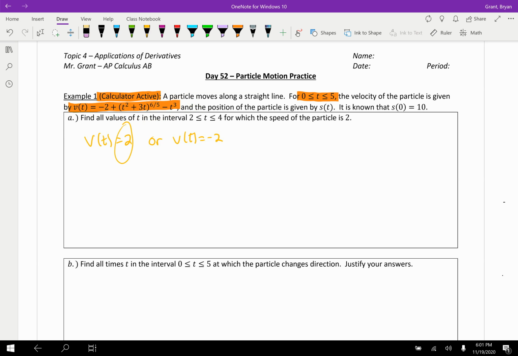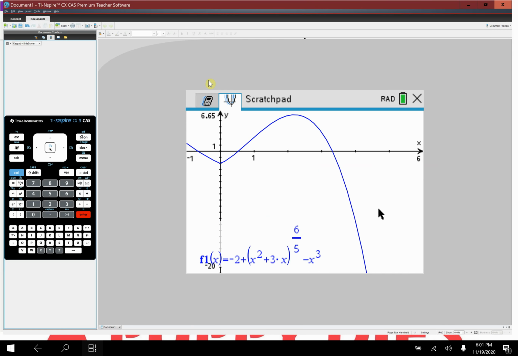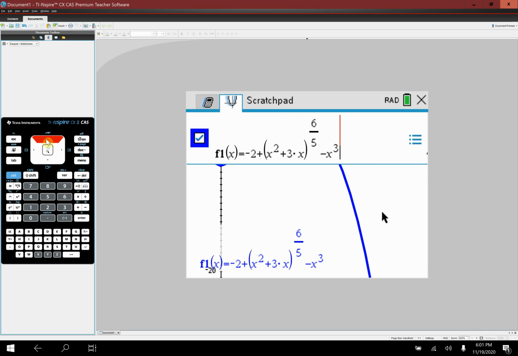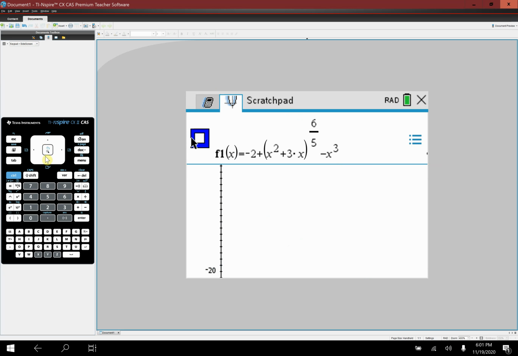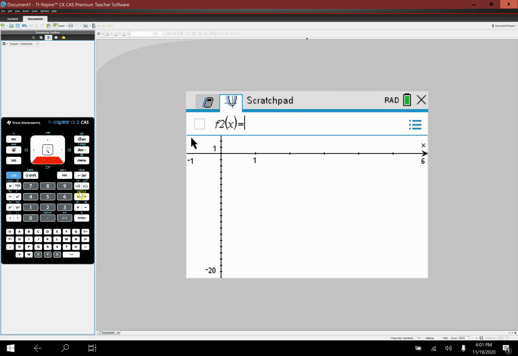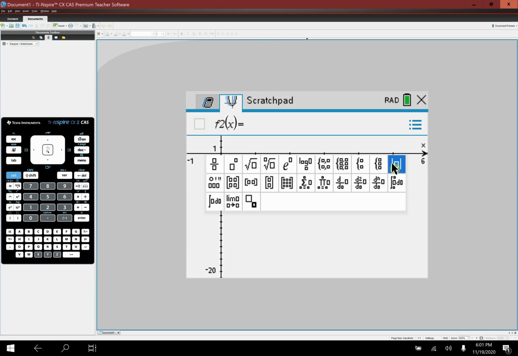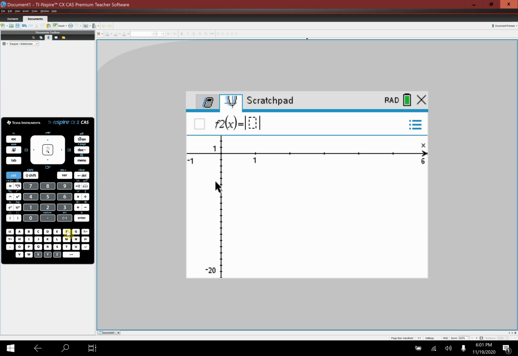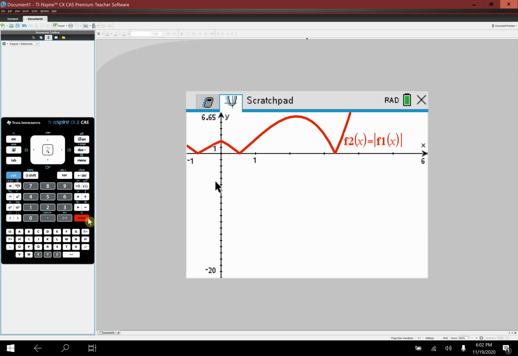And then you can graph v of t, which we already have, and graph the equation -2 and see where they intersect. And that's fine. Alternatively, we learned last class that you could just graph the absolute value of velocity and see where that's just equal to +2. And that's what I'm going to do. I think it's a little bit more efficient. So I'm going to go up here, quickly turn this guy off and then go down to f2 of x, absolute value of f1 of x.